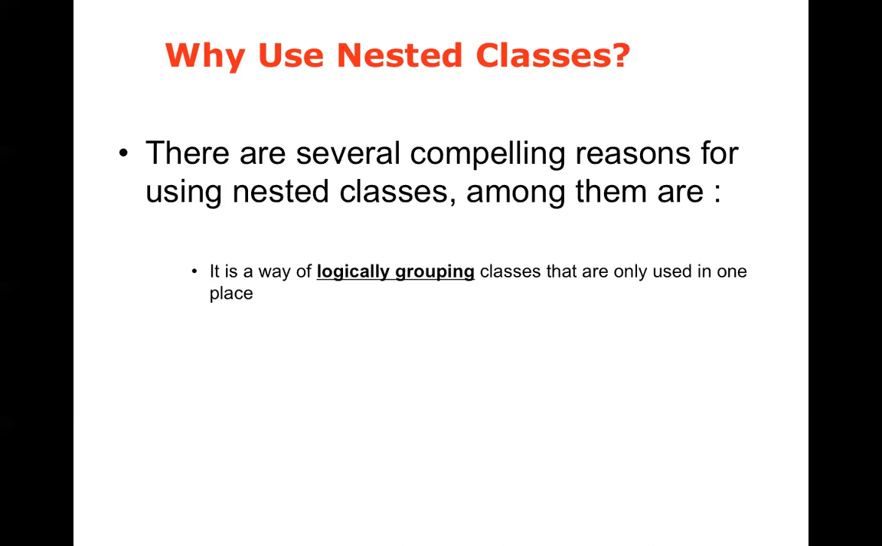The first reason is it is a way of logically grouping classes. It's a way of logically grouping classes that are only used in one place. Whenever we are modeling the solution to a problem using object-oriented analysis and design, we initially identify the entities, we usually identify the classes, and we model the relationships. When we model the relationship, usually we will find the relations like this.